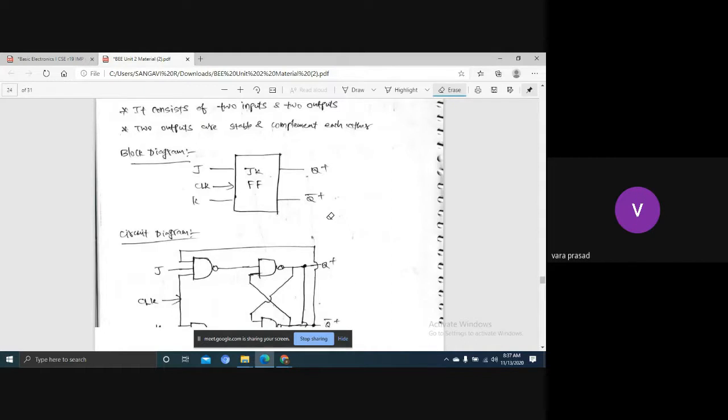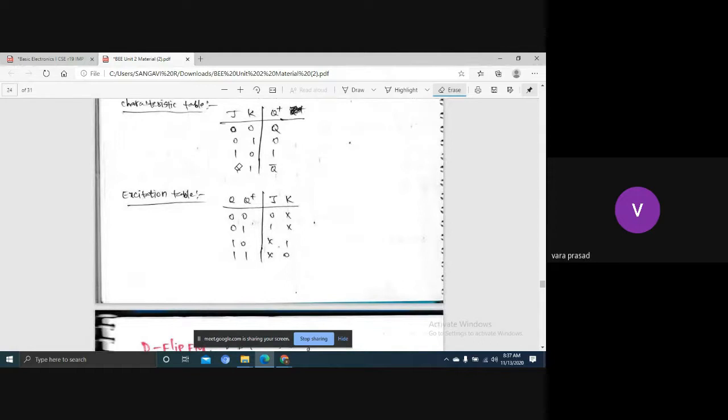Now the characteristic table. Listen carefully. The first three are the same as for the SR flip-flop. Where we got don't care, we get Q bar. Please keep in mind Q bar. That's it.